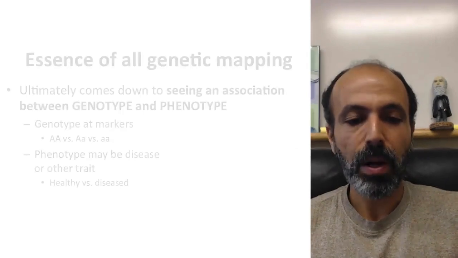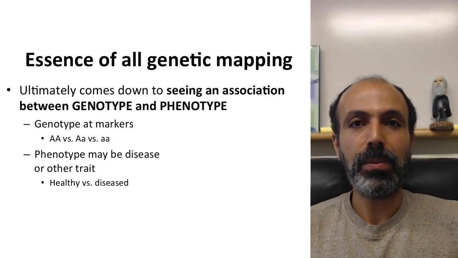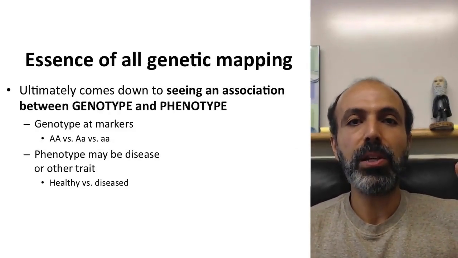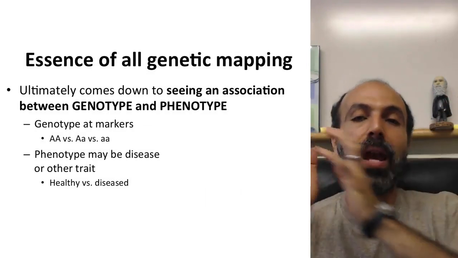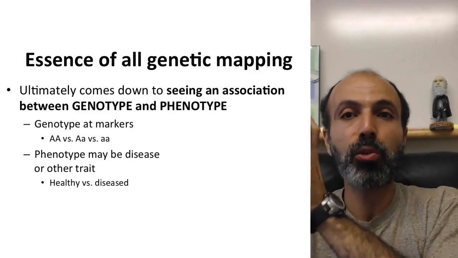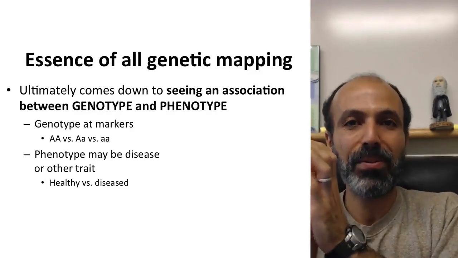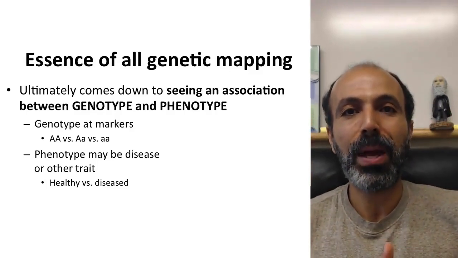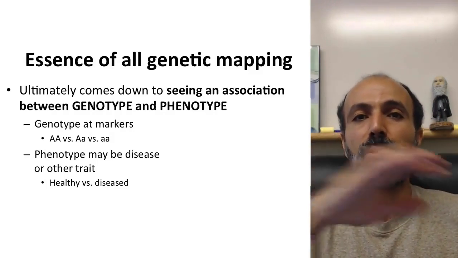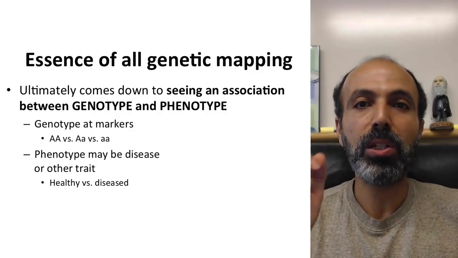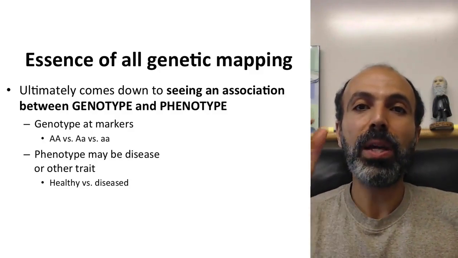Now again, all genetic mapping comes down to seeing an association between genotype, the alleles at particular markers, and your phenotype, which is the trait of interest. I can't say that enough times, but that is what genetic mapping is. And that is how you are able to find, along this whole stretch of sequence, where the genes are that are associated with trait differences or disease predisposition.